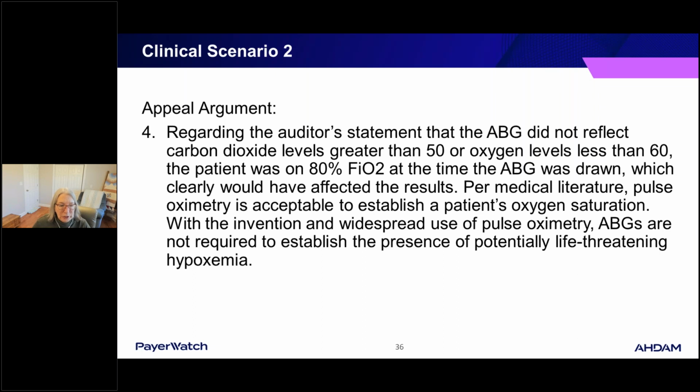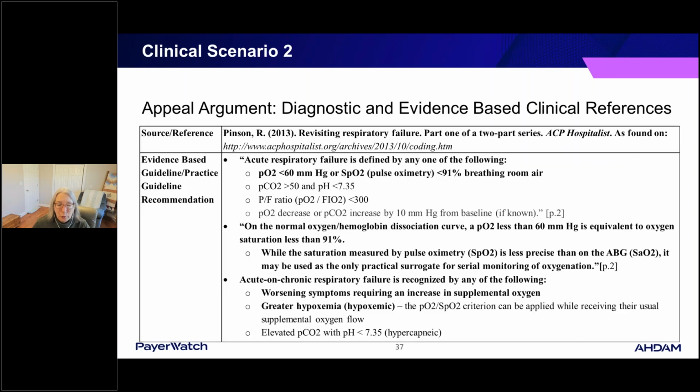Regarding their statement that the ABG did not reflect CO2 levels greater than 50 or oxygen levels less than 60, the patient was on 80% oxygen at the time the ABG was drawn. Per medical literature, pulse ox is acceptable to establish a patient's oxygen saturation, and with the invention and widespread use of pulse oxes, ABGs are not required these days. And then here is our reference to the evidence-based clinical guideline that supports the arguments that we made in our appeal.